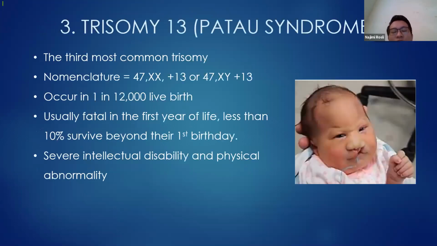Next is trisomy 13, Patau syndrome. It is the third most common trisomy. It occurs in 1 in 12,000 live births. It's the same like Edwards syndrome. It is usually fatal. Up to 90% of them die in the first year of life, and survivors have severe, significant neurodevelopmental delay.